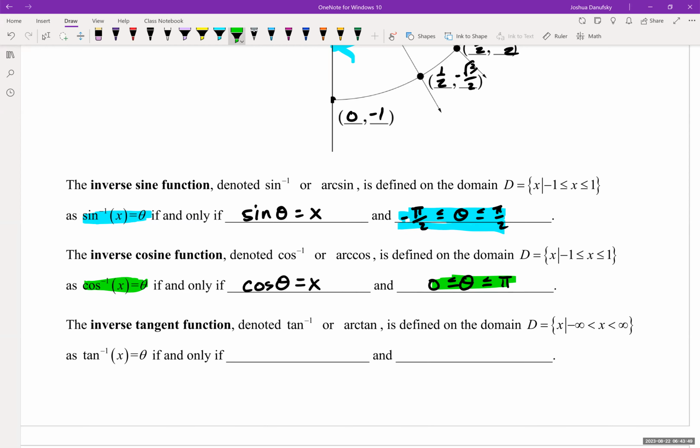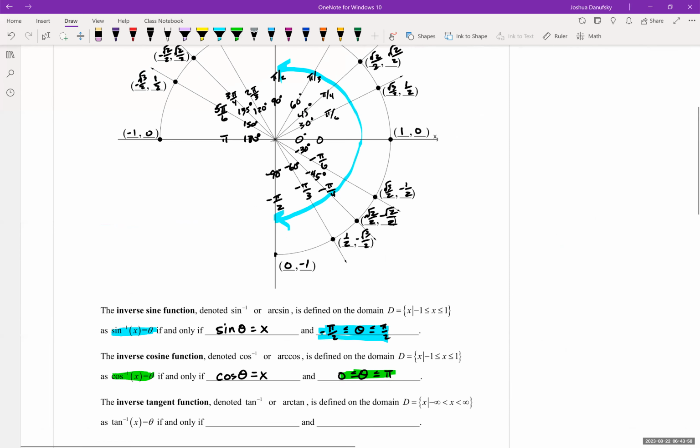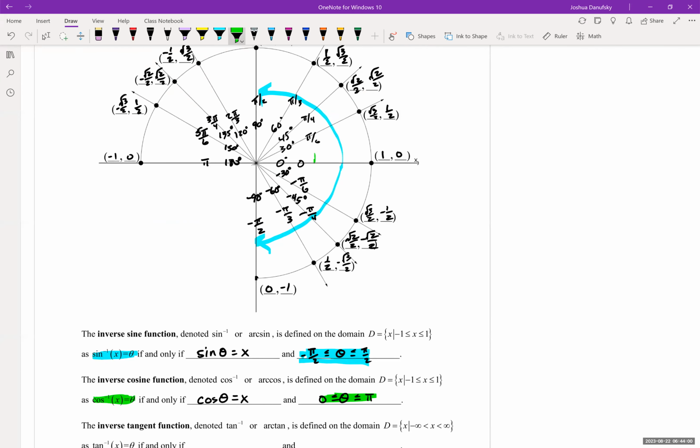So now we're going to look at cosine inverse. Notice here that the answers we get, the angles that we get, are always between 0 and pi. So we're always going to get answers between here and here for cosine inverse.